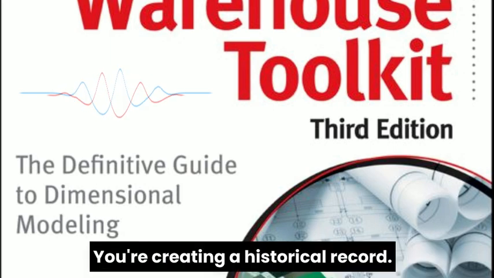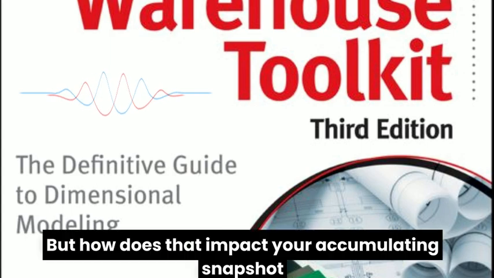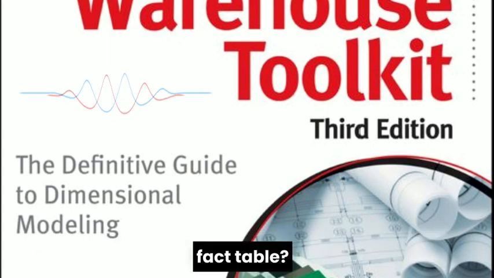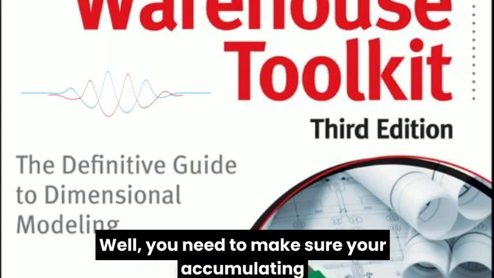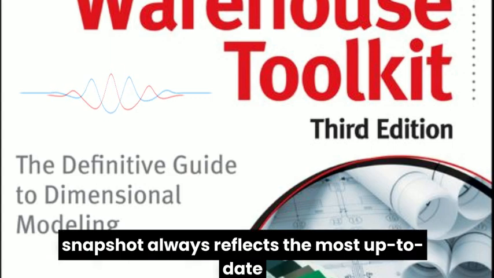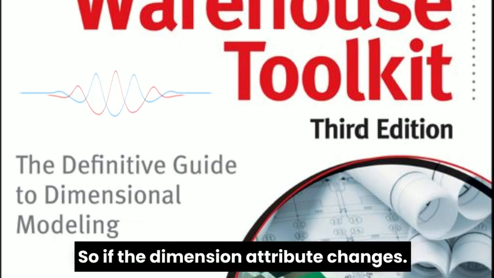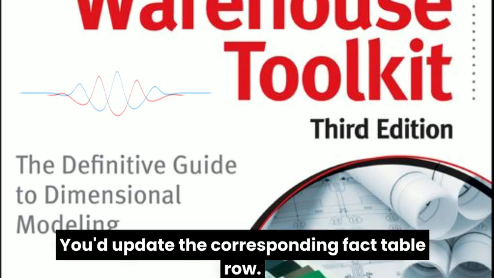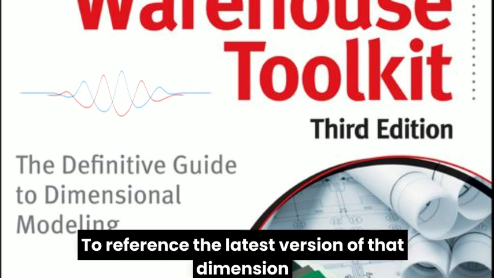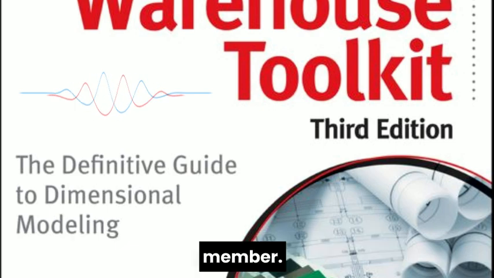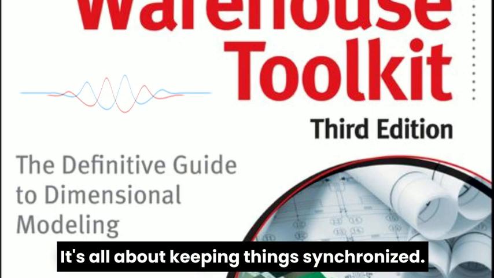You are. You're creating a historical record. But how does that impact your accumulating snapshot fact table? Well, you need to make sure your accumulating snapshot always reflects the most up-to-date information from your dimensions. So if a dimension attribute changes, you'd update the corresponding fact table row to reference the latest version of that dimension member. Exactly. It's all about keeping things synchronized.